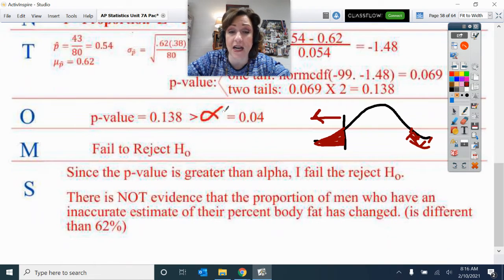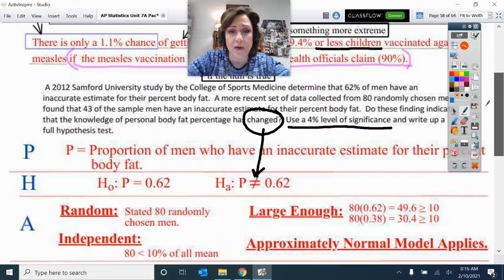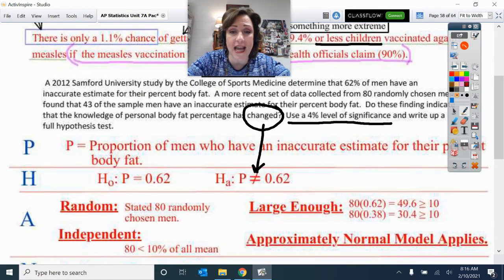And that, of course, is greater than our significance level of 0.04, so I fail to reject. Since the p-value is greater than alpha, I fail to reject. If I don't reject, then I did not have evidence of HA. There is not evidence that the proportion of men who have an inaccurate estimate of their percent body fat has changed, or you could say is different than 62%. When I used the phrase "has changed," that was specifically referencing the question they asked, so I did answer that.